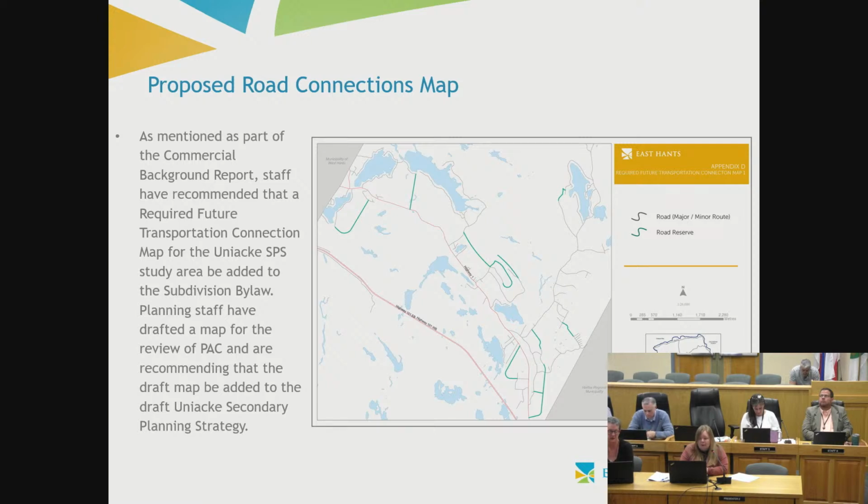Proposed road connections map, as mentioned as part of the commercial background report, staff have recommended that a required future transportation connection map for the Uniacke Secondary Planning Strategy Study area be added to the subdivision bylaw. Planning staff have drafted the map for PAC's review and are recommending that the draft map be added to the draft planning strategy. And I will note that our GIS staff were out of the office last week, so I wasn't able to get them to fix it, but this green line would come down so it doesn't just float there at the end. It would connect into the other parts of the green line.